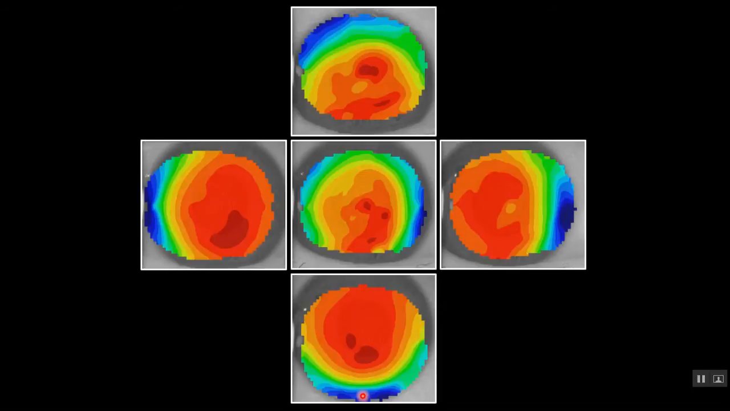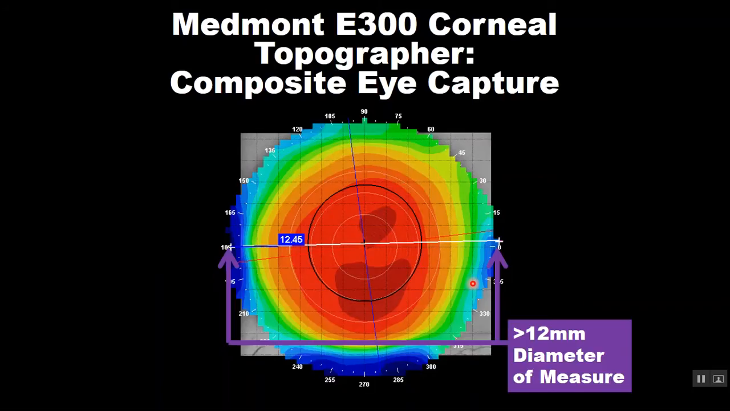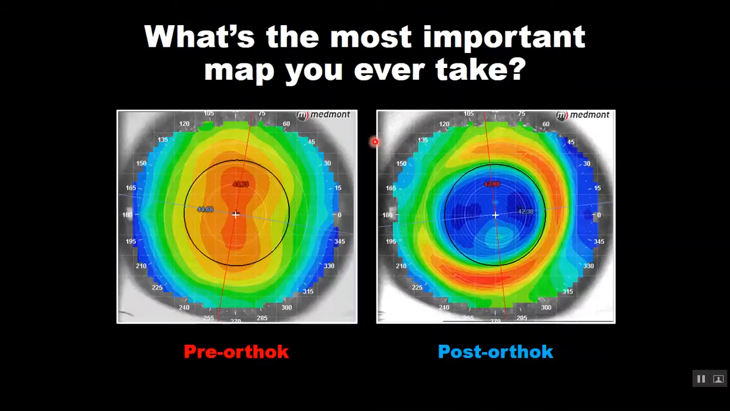Now, once those maps are taken, they can be converted into a topography, and those topographies can all be merged together to create a larger view of the eye. And that's what's called the composite feature, available in the Medmont Topographer. And that gives us the largest area of understanding related to our Ortho-K lens. For instance, on this patient, we're getting over 12 millimeters of data. If we were designing an 11 millimeter lens, we would have plenty of peripheral cornea to be able to estimate the true parameters of lens we need.